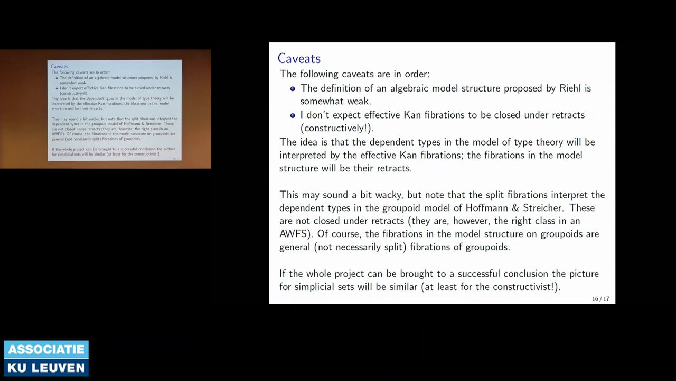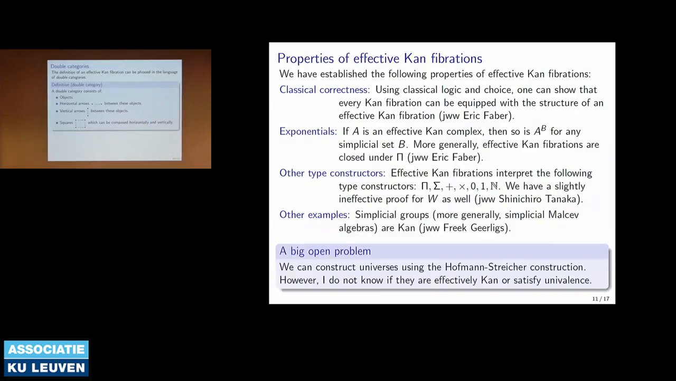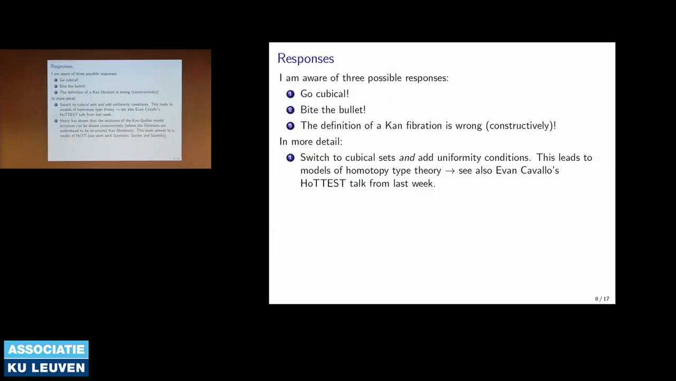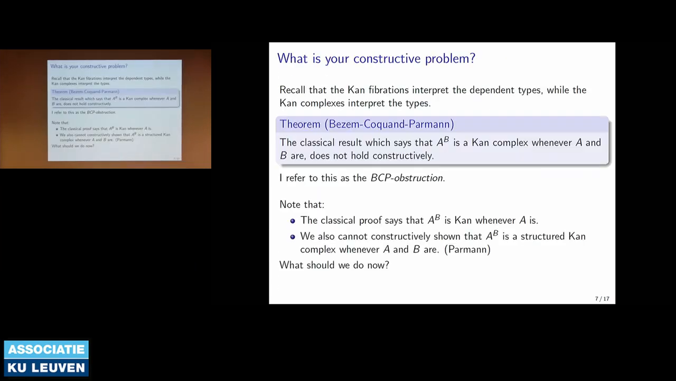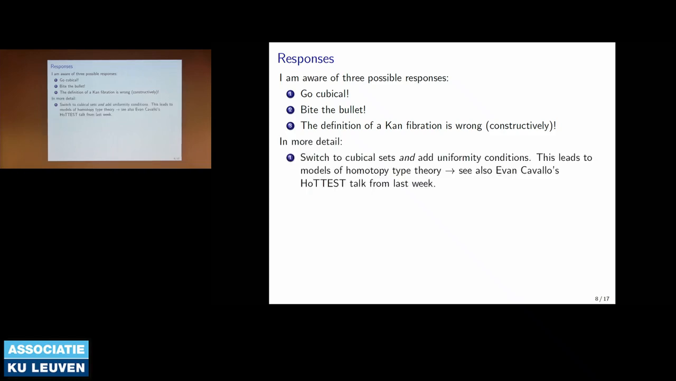Which problem with cubical sets are you referring to? The BCP obstruction. Then you had a slide. After this, you say go cubical. Yeah, next one. Yes, now you say go cubical, but it seems that going cubical without uniformity is just the same. You have similar problems.